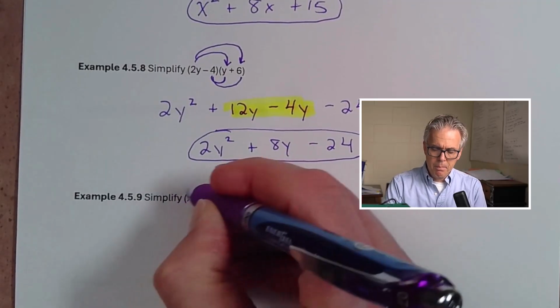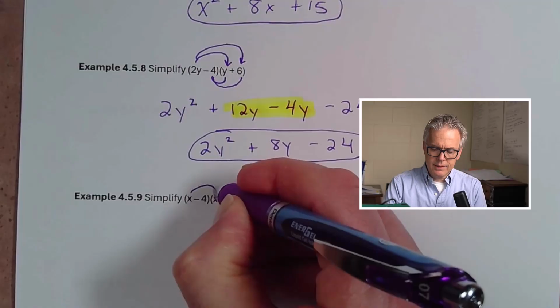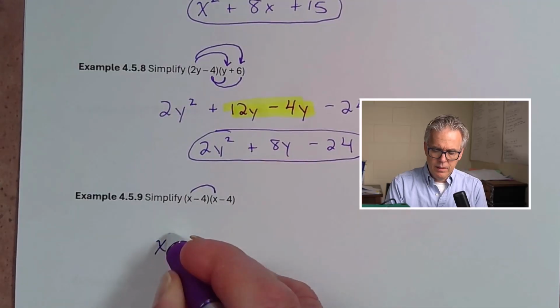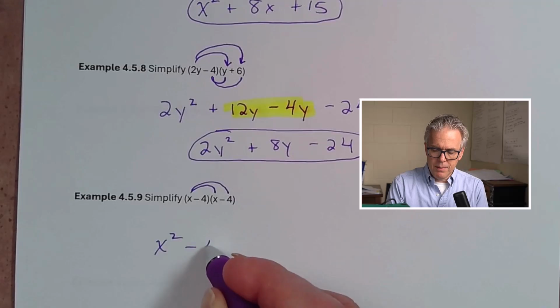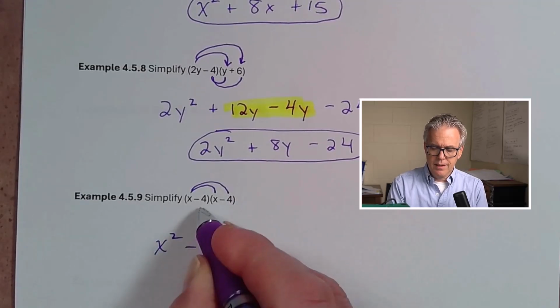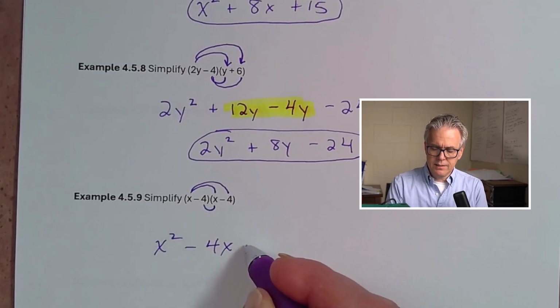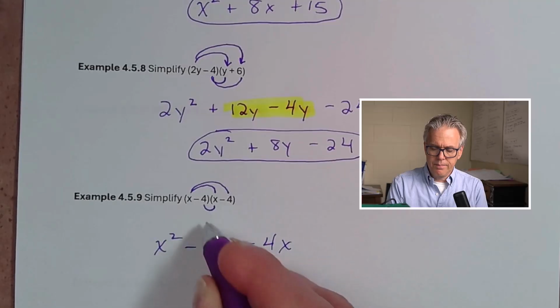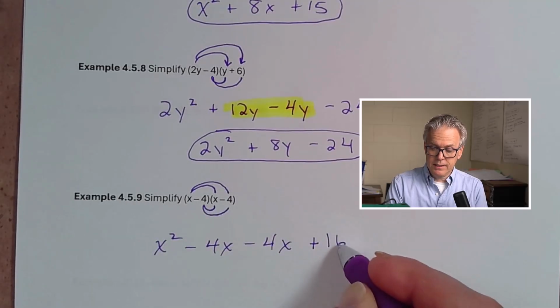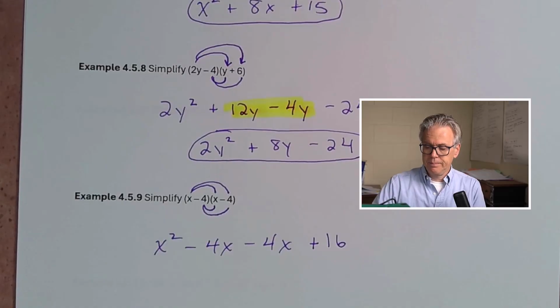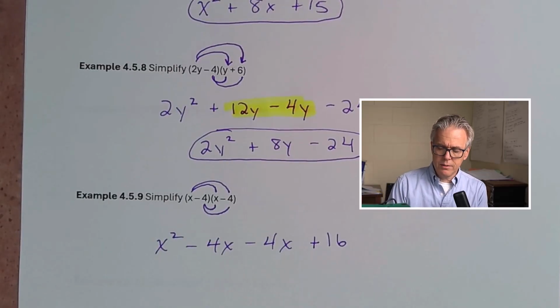So we're going to have x times x is x squared. And then x times a minus 4 is a minus 4x. Minus 4 times x is another minus 4x. And minus 4 times a minus 4 is a positive 16. Be careful on those. And again, what can I do with these middle terms? Good, I can combine them.